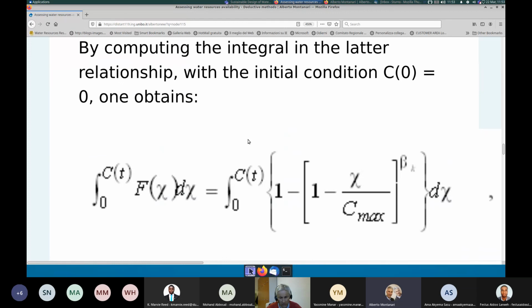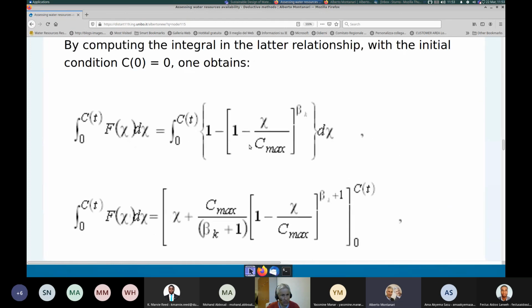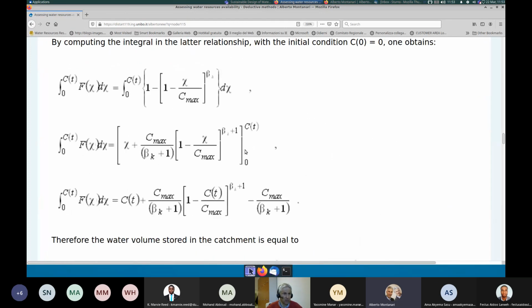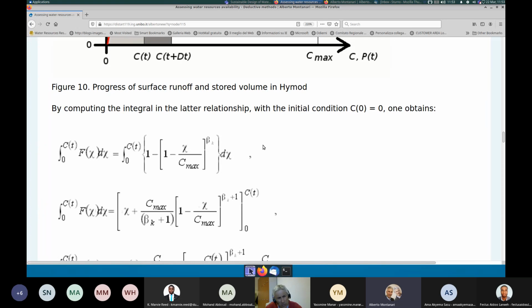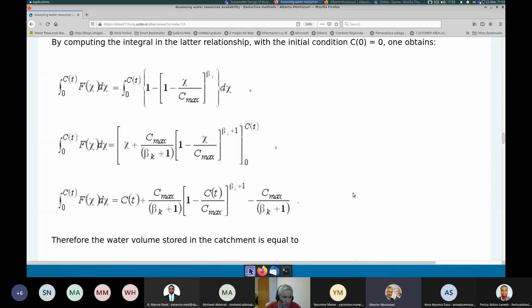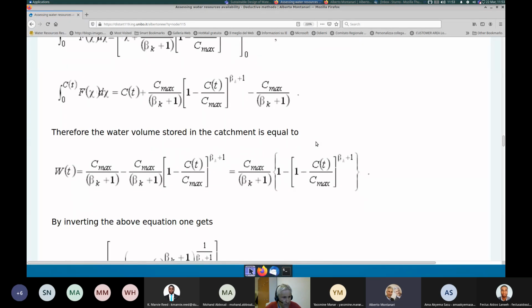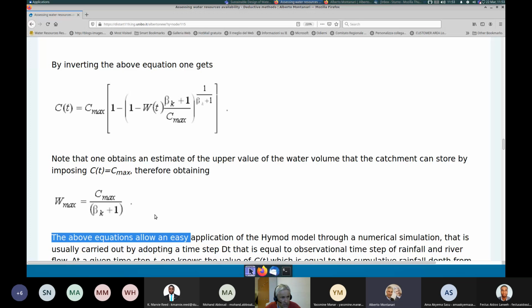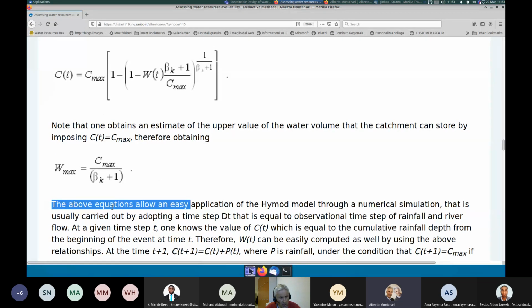Okay, after figure 10, you have an additional computation, which I would like you to have a look at, because it's an integral. It is a very simple integral, but it's better if you look at it, because this is the essence of this model. This is the essence of the theory of this model. So have a look at it, because I will, of course, explain it in detail, but if you had already had a look, it would be better. And then get up to the last one, okay? When you get to the line saying the above equations allow an easy application, stop here.